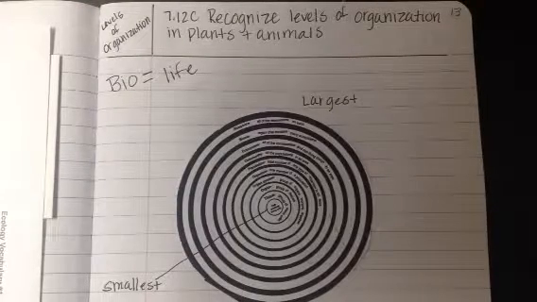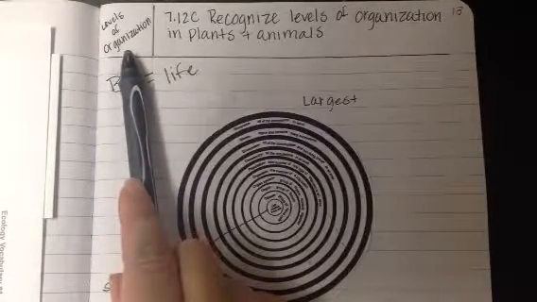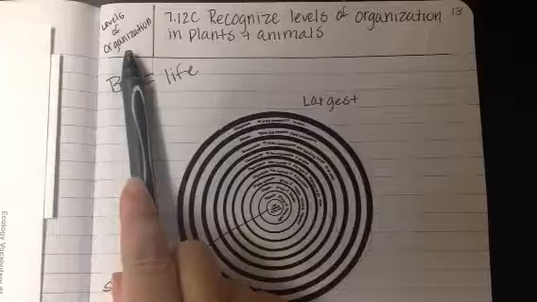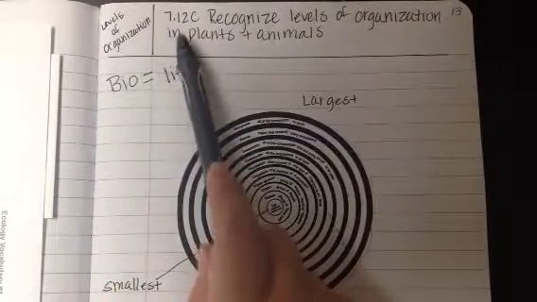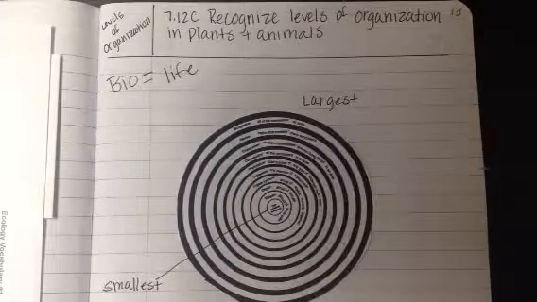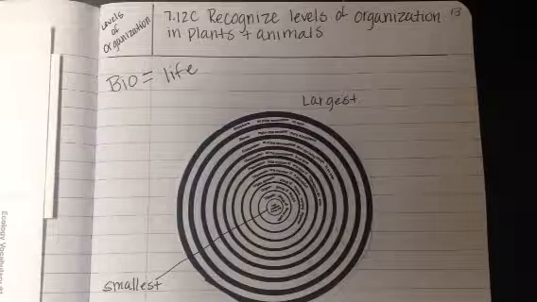Okay, we're going to make our anchor charts for levels of organization. So at the top left side of your paper, I want you to write levels of organization. And then next to it, we're going to write our TEAC. We always write our TEAC for our anchor charts. It's 7.12c, recognize the levels of organization in plants and animals. And this is what the state wants you to know, and this is what you will be tested over.